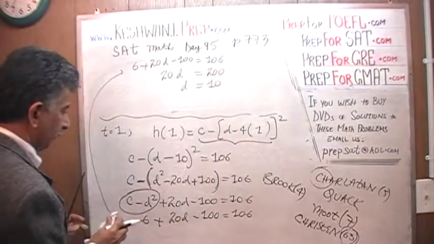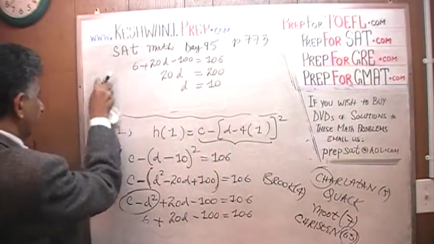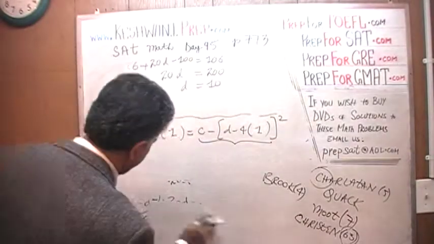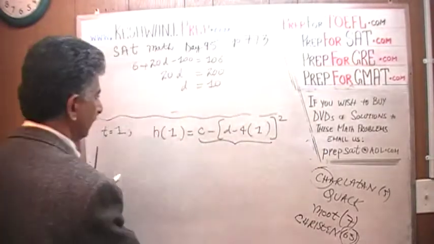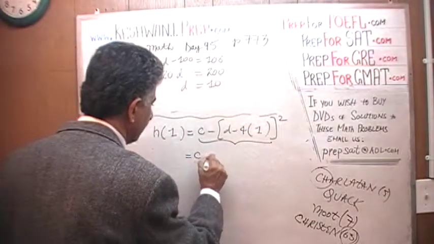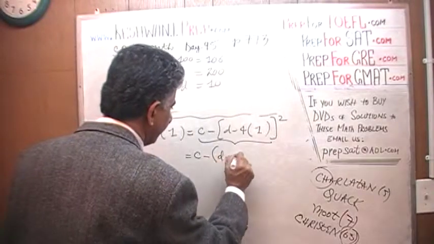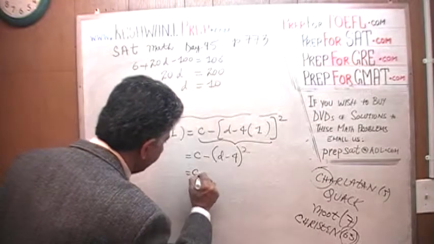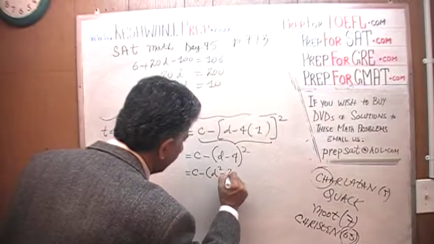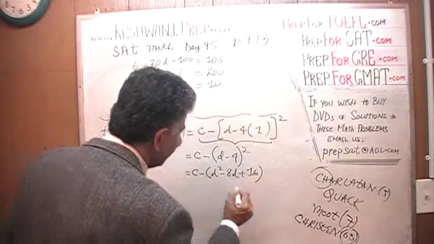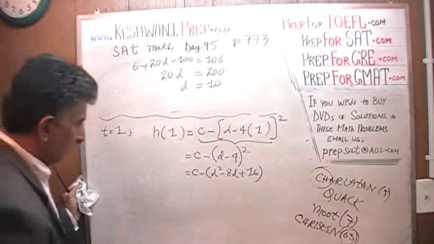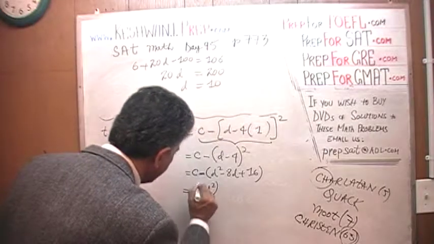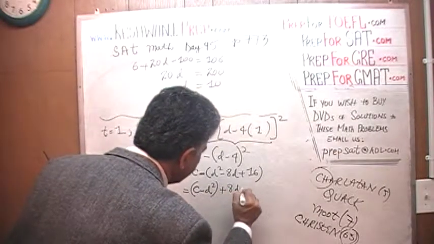squared. That will give us, instead of erasing one by one, it will be quicker to simply do it out. C minus, and here we'll end up with d minus 4 squared. Watch what happens. Open the parenthesis, c minus d squared minus 8d plus 16. And again, when we open the parenthesis, keep in mind that there is a negative sign in front of it, so it's c minus d squared plus 8d plus 16.